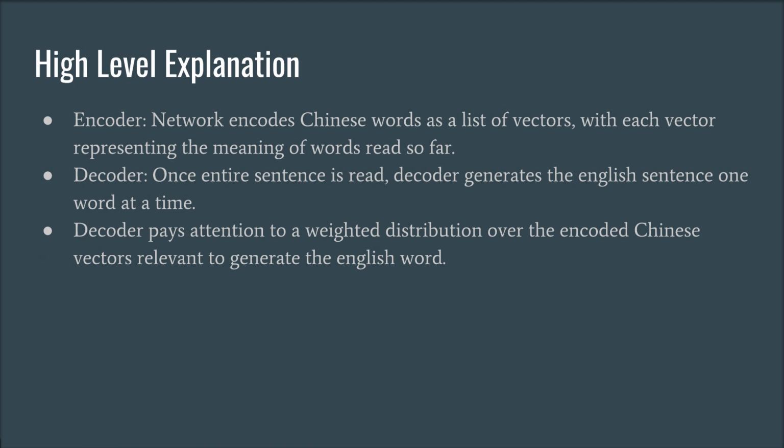So from a high level, the encoder, for example, encodes Chinese words as a list of vectors, with each vector representing the meaning of words read so far. So you kind of have the memory there. And once the entire sentence is read, the decoder generates the English sentence one word at a time, and it pays attention to a weighted distribution over the encoded translated vectors relevant to generate the English word.